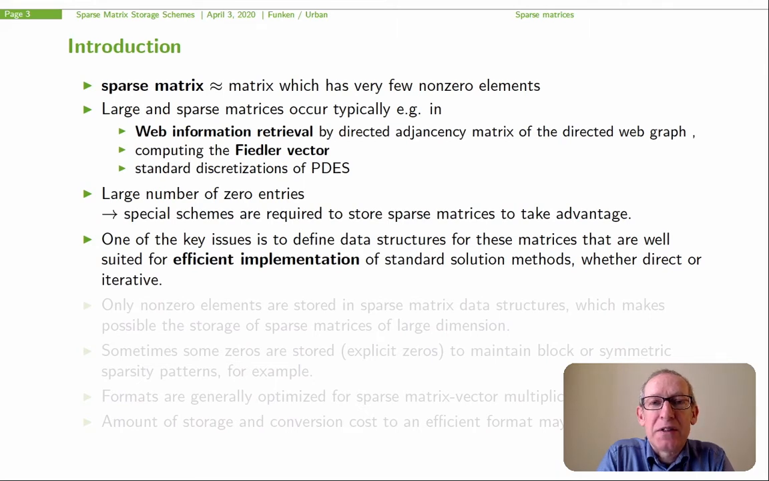For direct methods, there's the Gauss elimination or Cholesky factorization. You will get fill-in somewhere in the matrix. We'll see that it's not random, so there's some structure where the fill-in will occur, and how we can specify the storage scheme also for these matrices.